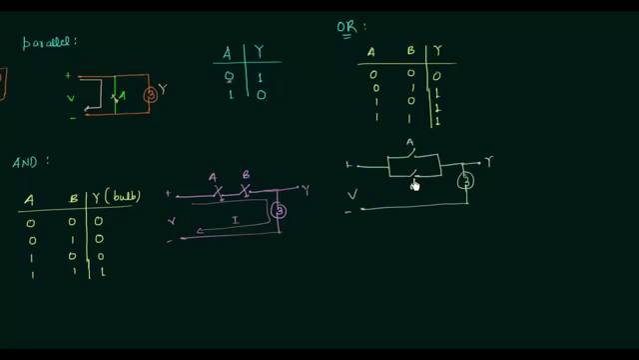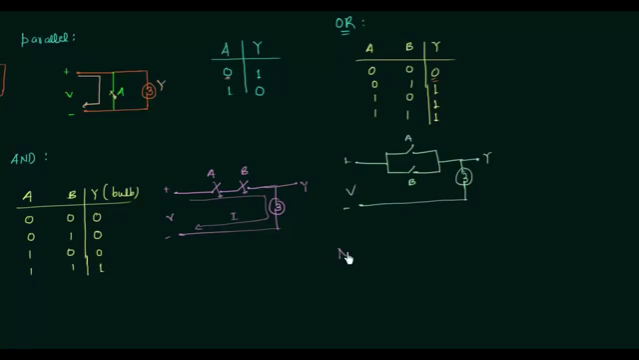When both A and B are open, there will be no current through the bulb, so output is going to be 0. When A is open and B is closed, the current will flow like this. So there is a flow of current through the bulb and hence output is high. In the same way, if A is closed and B is open, the current will flow like this, and thus the output is 1. And when both A and B are closed, then also the current will flow through the bulb and output is going to be high.